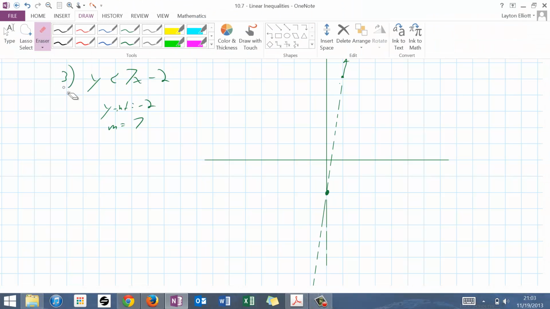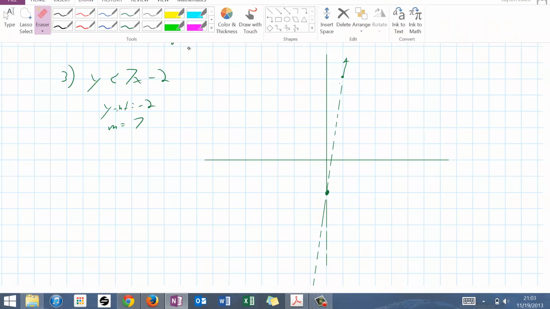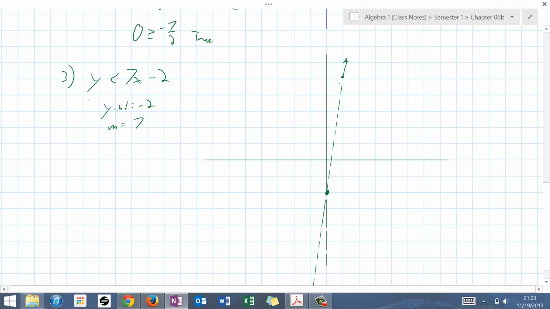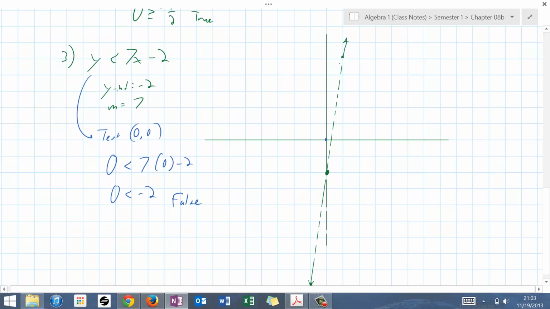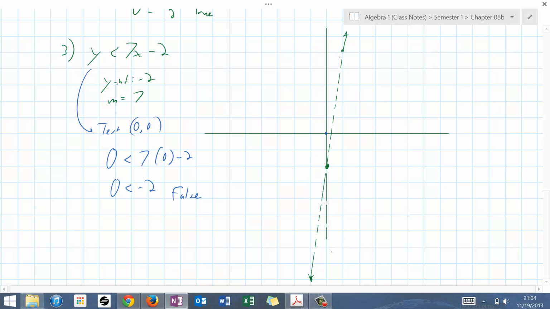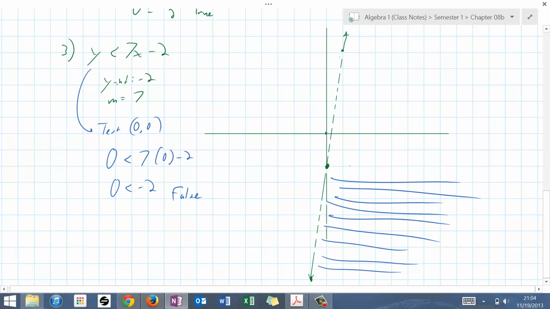And then lastly, we have to decide which direction. Well, y is less than means down, but really a good way to do this is to test 0, 0, because 0, 0 is this point right here. Well, if I plug it in for y and x, I get 0 is less than 7 times 0 minus 2, which is 0 is less than negative 2. Oops. That is false. So I'm not going to shade where 0, 0 is, because when I plug 0, 0 in, I get a false statement. So I'm going to shade the other side. I'm going to shade over here, where 0, 0 is not.